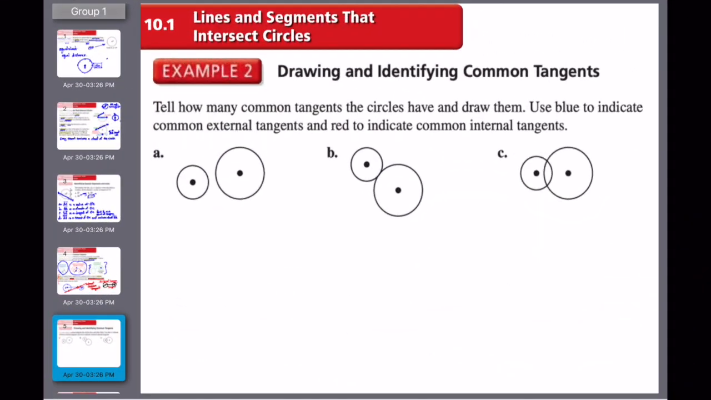So now, drawing and identifying common tangents. So look at question A. How many common tangents can you draw? How many of them are internal? How many of them are external? So it says, tell how many common tangents. Use blue for the common external. Use red for the common internal. So I can draw a common external here and here, 1 point each that they touch. And I can draw a common internal this way and this way, 1 point each that they touch. And we would say there are 4 common tangents. 2 of them are external, 2 of them are internal.